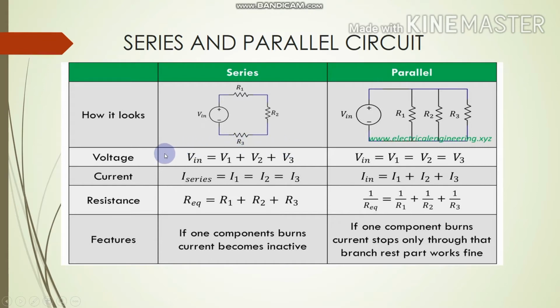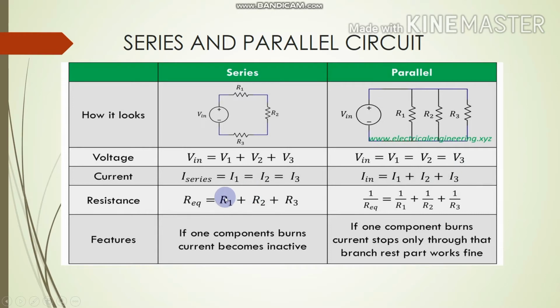This is the voltage formula. If we want to find V in for series, V in equals V1 plus V2 plus V3, and for parallel, V in equals V1 equals V2 equals V3. For the current formula, for series, I1 equals I2 equals I3, and for parallel, I in equals I1 plus I2 plus I3.